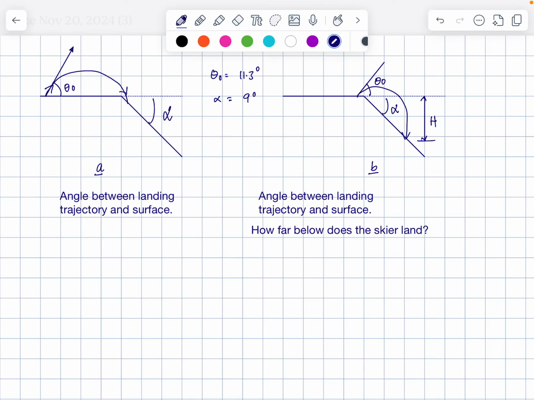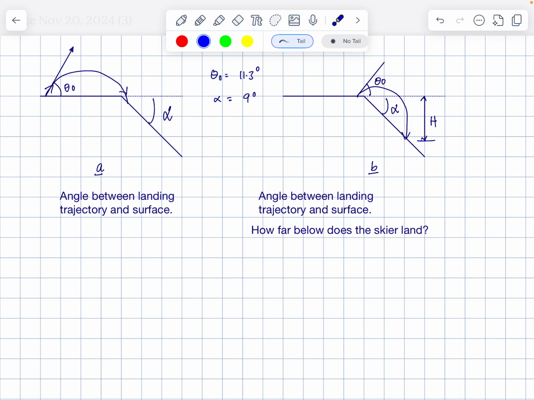In this video, we'll solve some problems related to projectile motion, and we'll try to solve some of the more intricate ones. We'll try to see how our understanding of this problem can be applied to a few different situations. So here is a problem involving a skier who jumps off of a surface at a certain angle and just barely lands on a sloped surface.